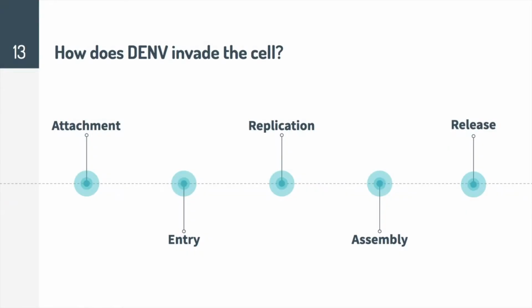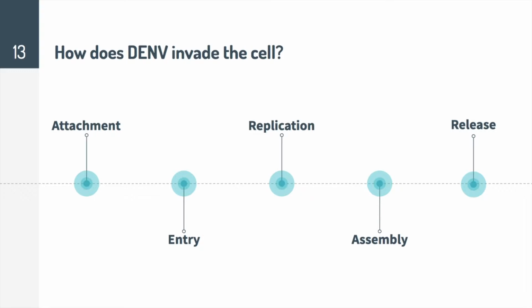So how does DNV invade the cell? Well, let's start off with attachment. The dengue virus can attach to the cell using many different proteins. It really depends on the serotype, but there are 2 main receptors that allow dengue to attach to the cell and enter the membrane. The first is the DC-SIGN receptor, which is common in dengue as well as Zika and yellow fever. They all use this receptor to get into cells.